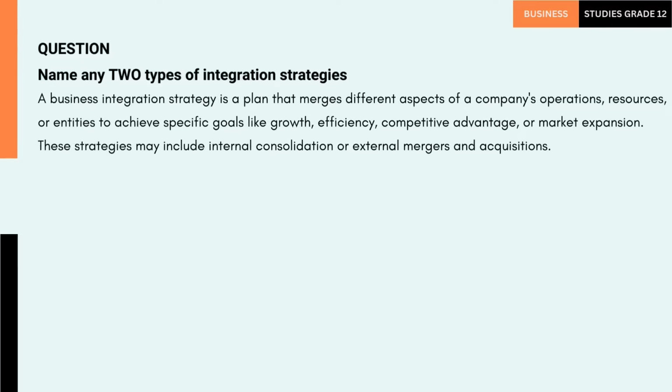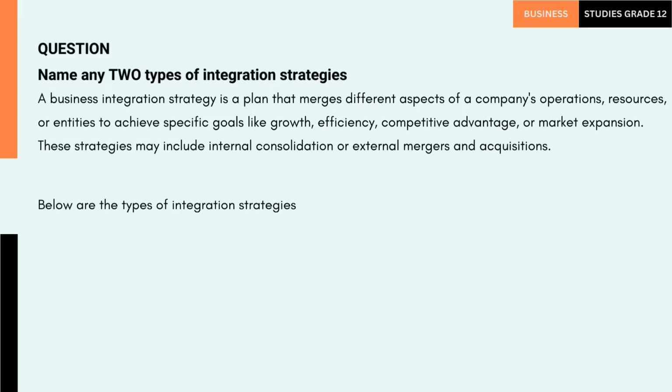Name any types of integration strategies. A business integration strategy is a plan that merges different aspects of a company's operations, resources, or entities to achieve specific goals like growth, efficiency, competitive advantage, or market expansion. These strategies may include internal consolidation or external mergers and acquisitions.